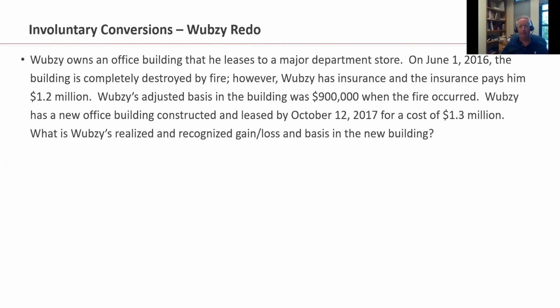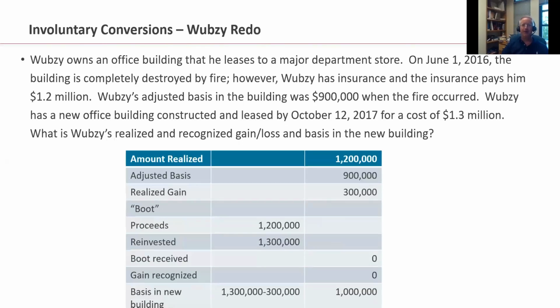So here we are back with Wubzy. Wubzy has the insurance at $1.2 million. His basis is $900,000. Insurance pays him the 1.2. He invests 1.3 in a new building. So the amount realized, 1.2. The adjusted basis, $900,000. His realized gain is $300,000.